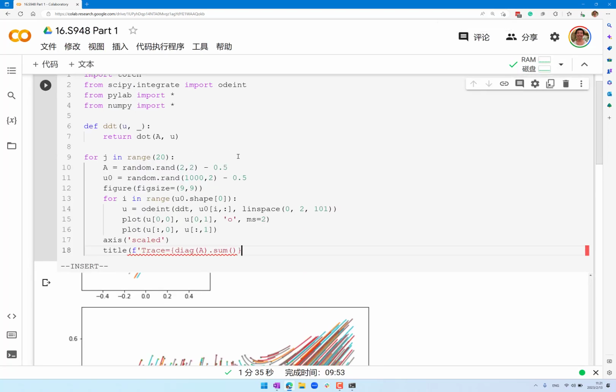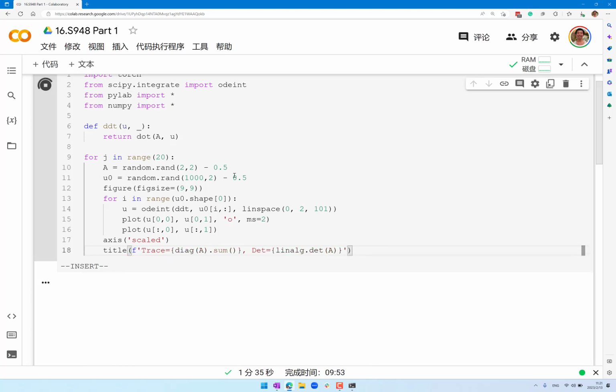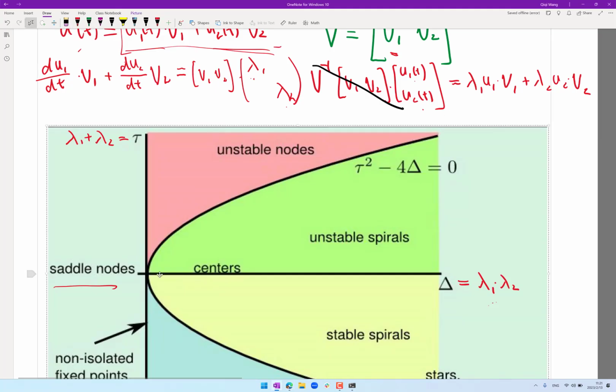Okay, and the determinant would be equal to, I think, linear algebra dot determinant. Do I need linear algebra? Yeah. Okay, A. All right, so let me rerun this, and every time I have a system, it'll put on the title what the two numbers are, and we'll see how different they are.